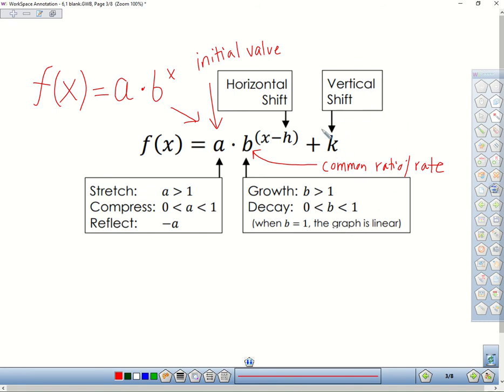And the vertical shift, this k affects your vertical shift, okay? This is telling if you're going to go up a certain amount of units or down a certain amount of units. If it's minus, it's down. If it's positive, it's up. And it's also important because y equals k is also your horizontal asymptote. So you can always find the horizontal asymptote by finding k. Now, what if your function doesn't have a plus k at the end? What would your horizontal asymptote be?